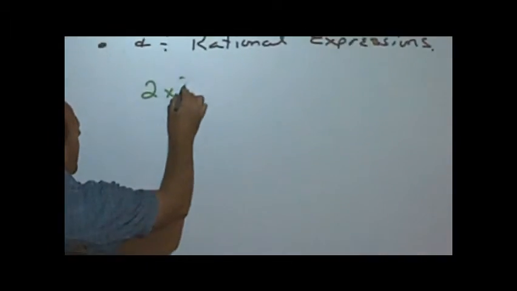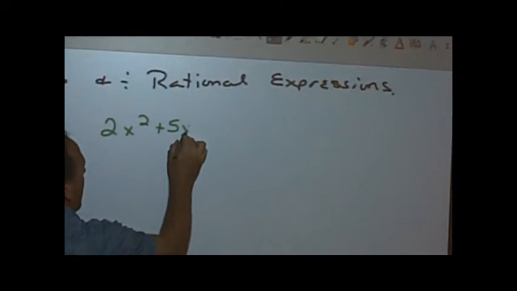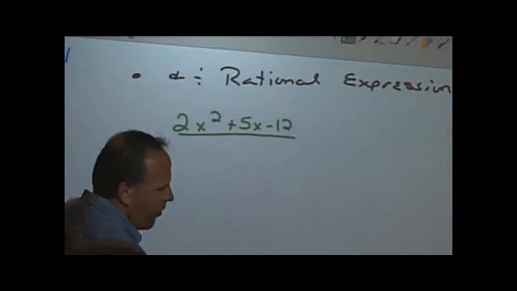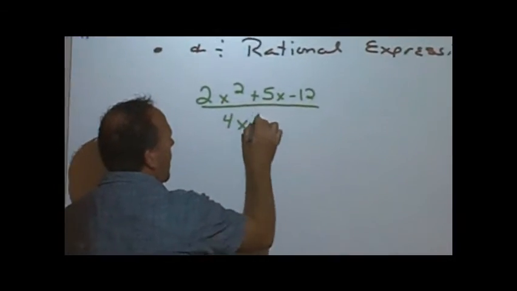We get a little bit more difficult. Let's go 2x squared plus 5x minus 12 divided by 4x squared minus 9.